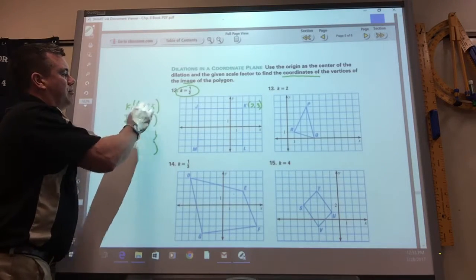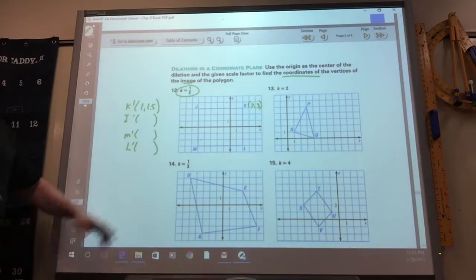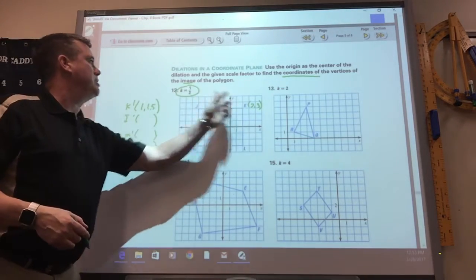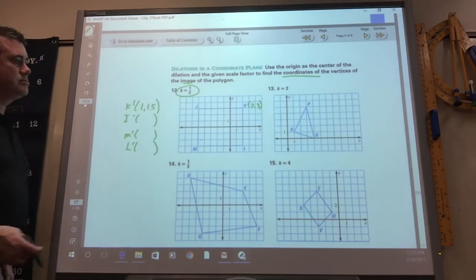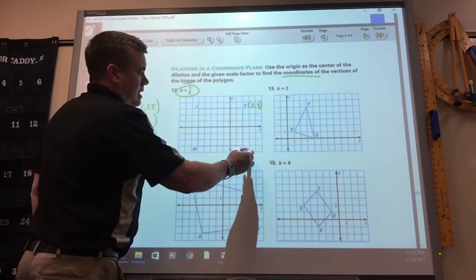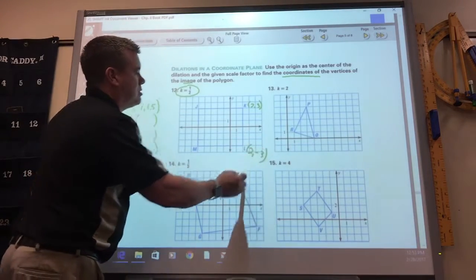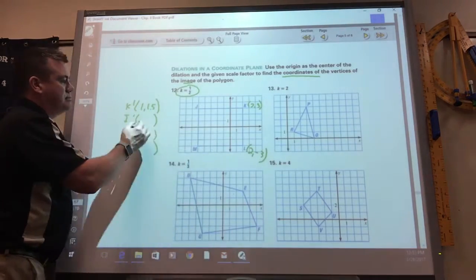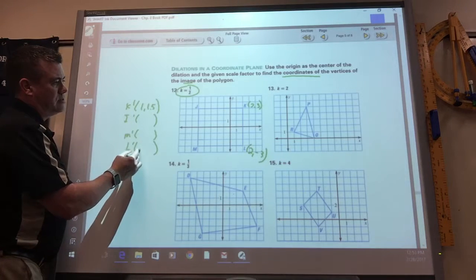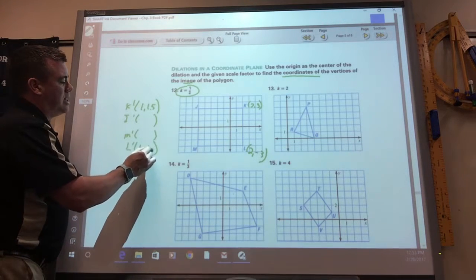1 and 1.5. 2 times a half is 1, 3 times a half is 1.5. L is 2 over 3 down, so take each of those times a half. That's L right here, so that would be 1 and negative 1.5.